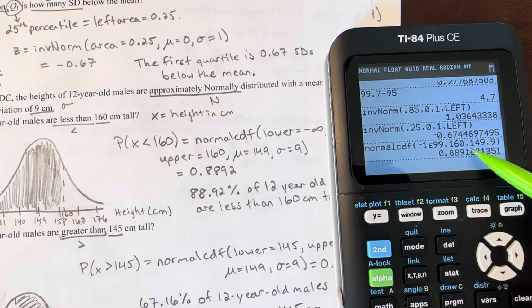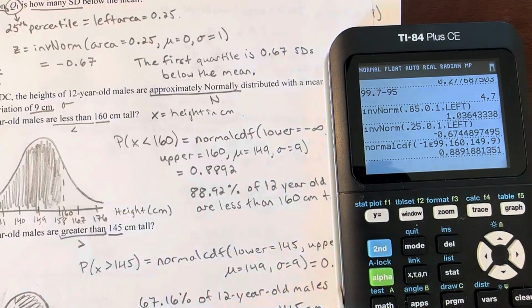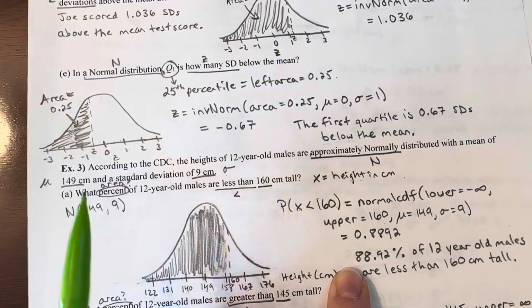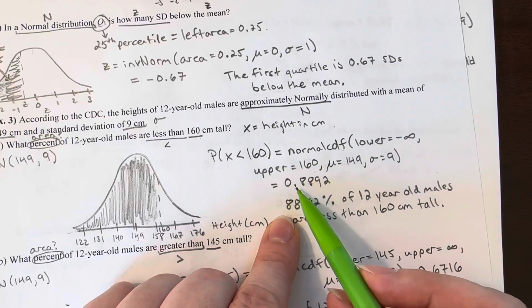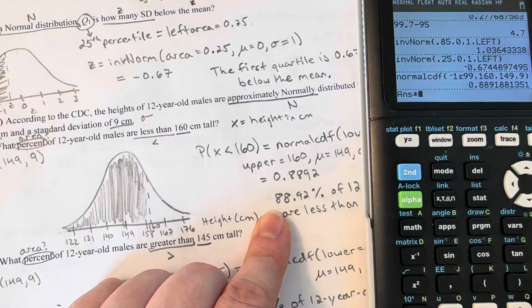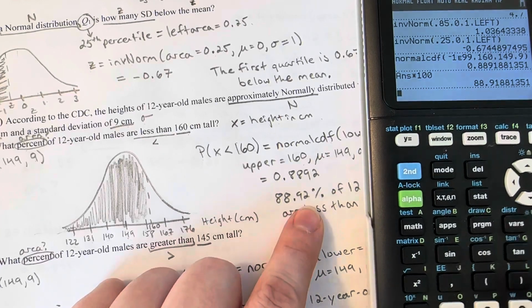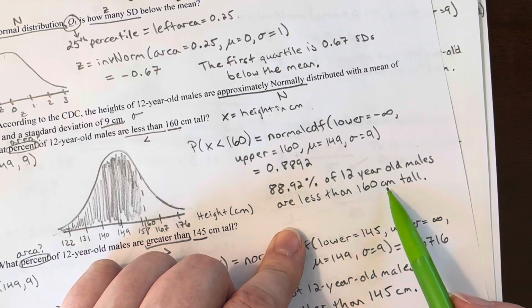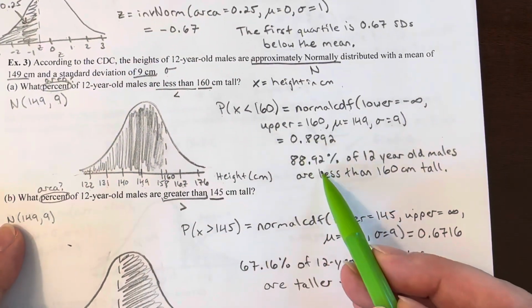0.8892 approximately. That 8 would round the 1 up to a 2, or you could truncate it. That's where I'm getting my 0.8892. Now this asks me for the percent. So I need to go from this proportion, multiply by 100 to get my percent. All right, so this times 100 gives me 88.92% of 12-year-old males are less than 160 centimeters tall. That's how this value is turning into this sentence.